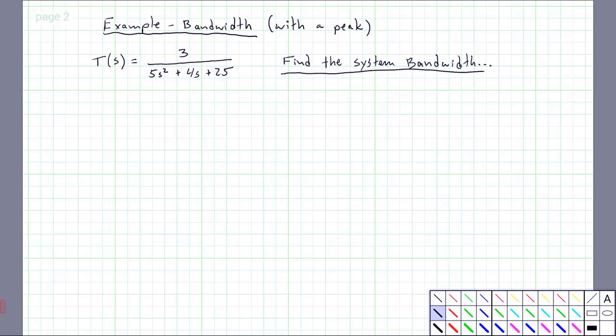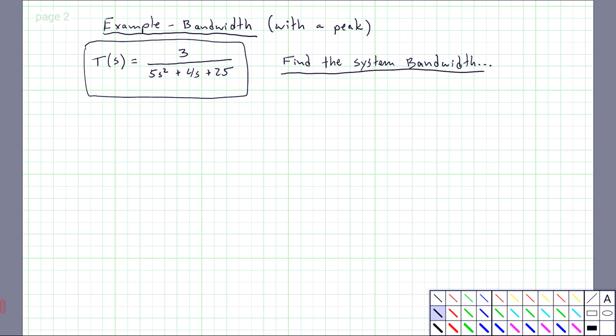Okay, one more example problem for you guys. This is a bandwidth example, a little bit different than the one I did in class. So it's a very similar transfer function. So we have this transfer function right here. And to find the bandwidth of a system, having a forcing input is irrelevant. The bandwidth is only a function of the mass, the spring and the damper.